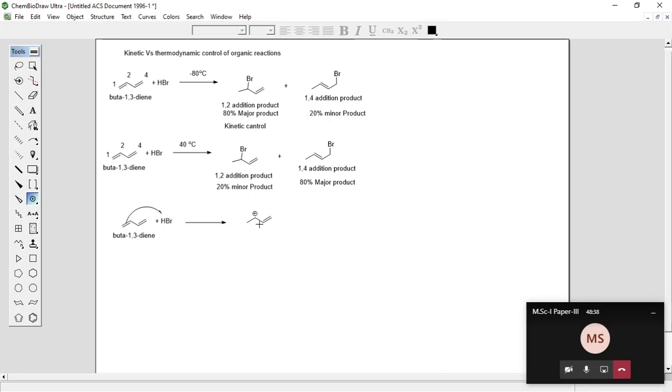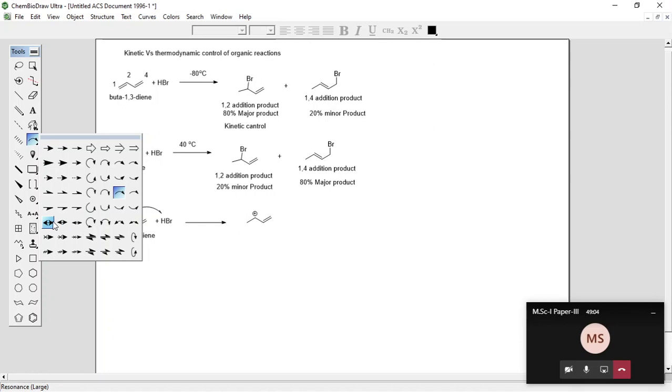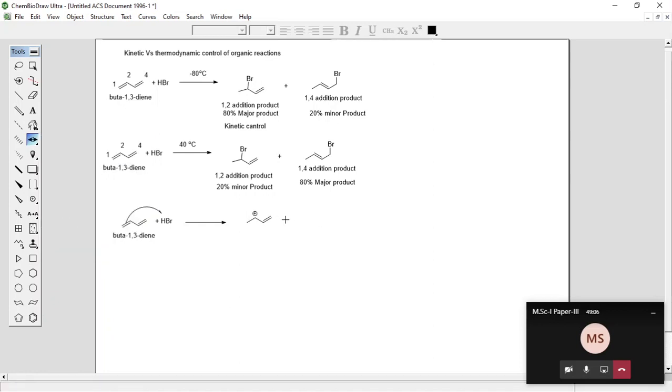Therefore, you are having two different types of carbocation once this double bond delocalizes here to stabilize this carbocation. So after this rearrangement of this carbocation, you have two different types of carbocation: one is a primary allylic carbocation and one is a secondary allylic carbocation. Now let me draw the structure of that primary and secondary allylic carbocation. The double bond will delocalize here.